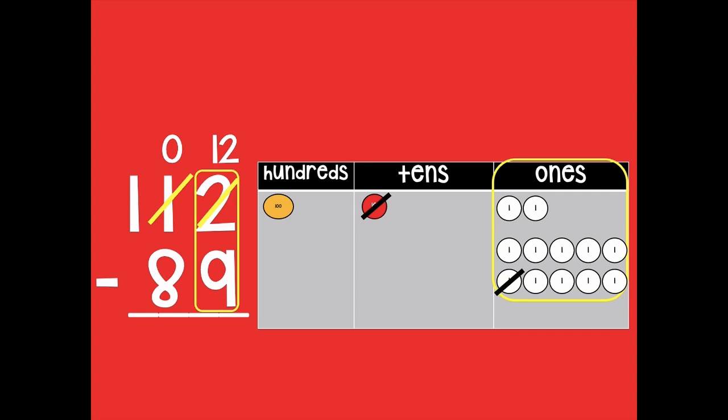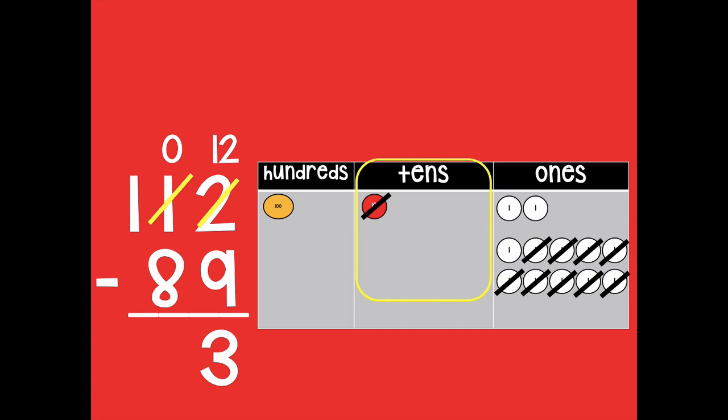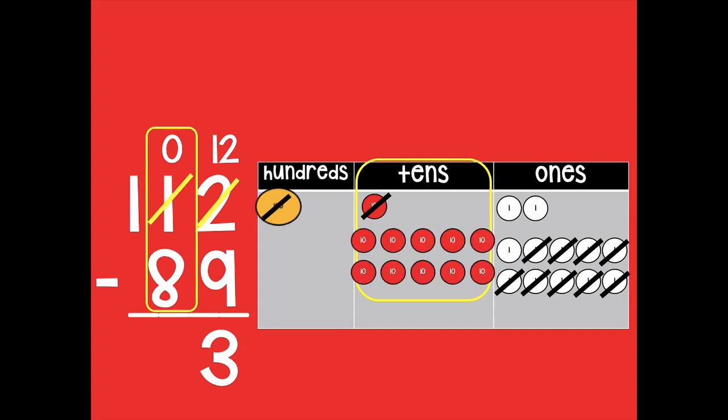So I'm going to subtract 9. So 1, 2, 3, 4, 5, 6, 7, 8, 9. So 12 minus 9 equals 3. Then I move to my tens place. Oh man, I don't have any tens. So I need to unbundle my 100 into 10 tens.